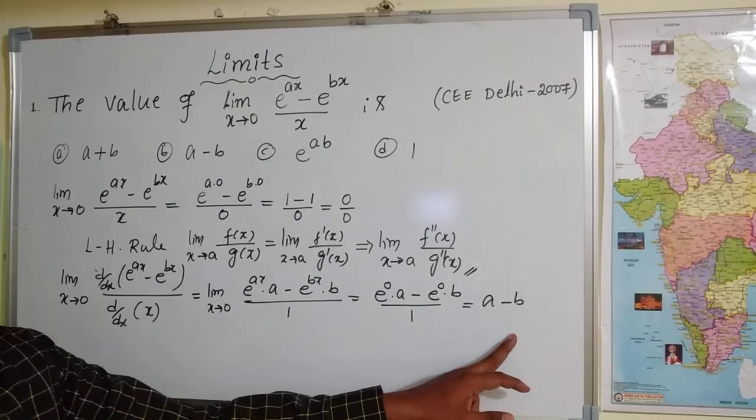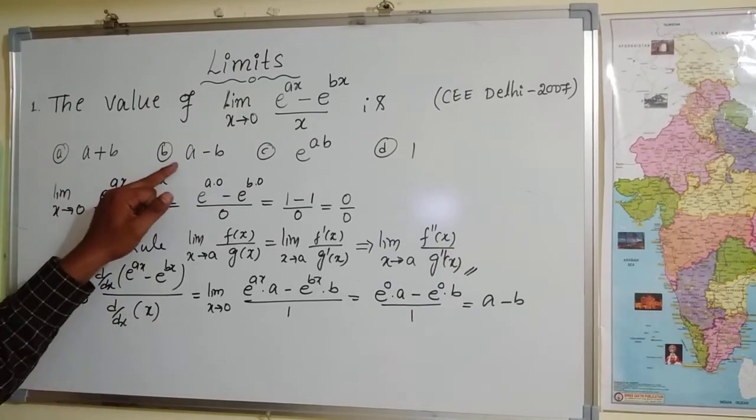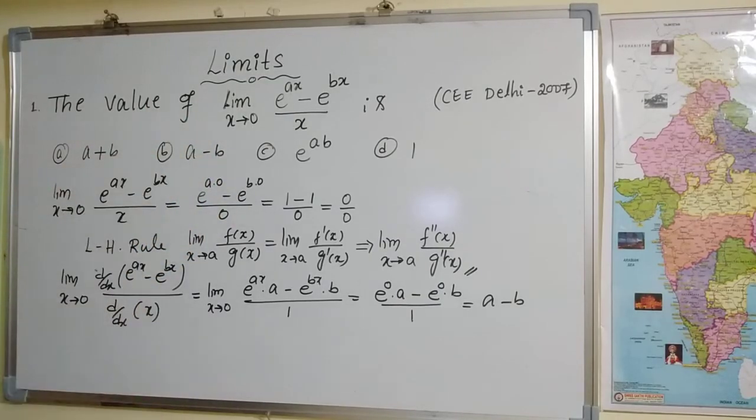A minus b is the correct answer. See, here a minus b is option B. Option B is the correct result.